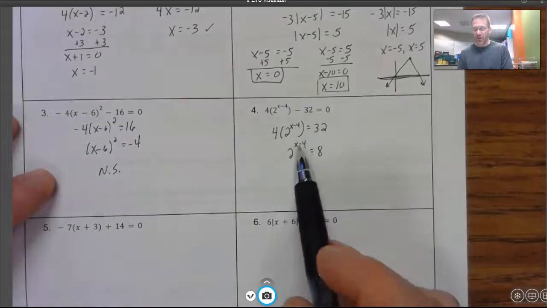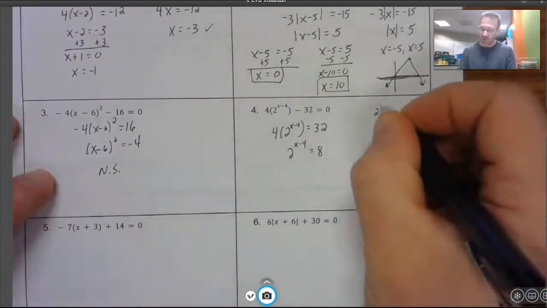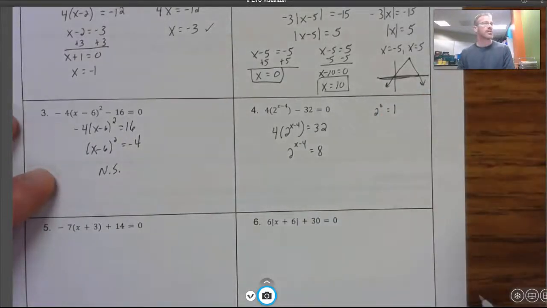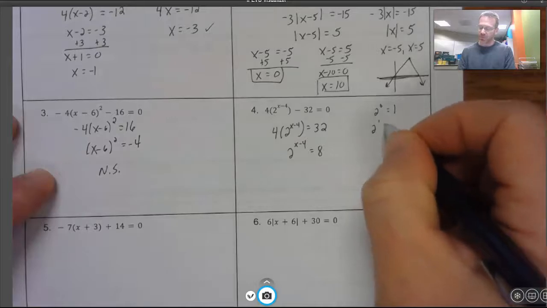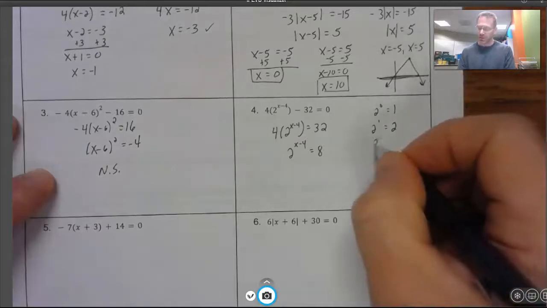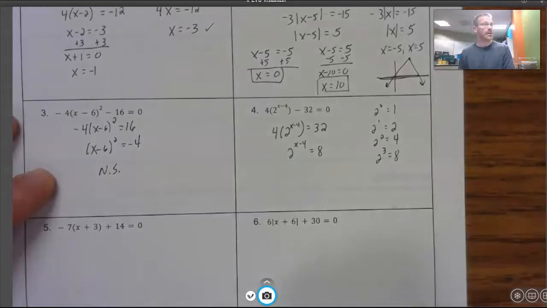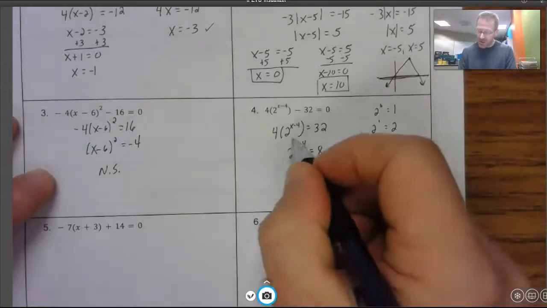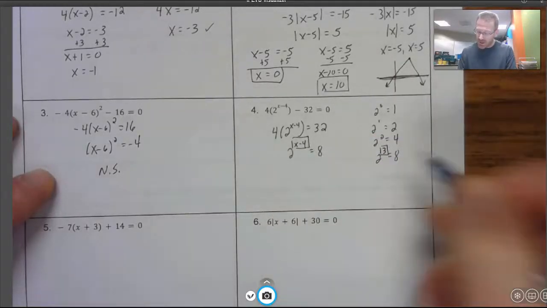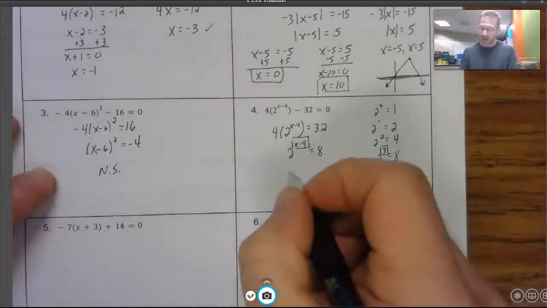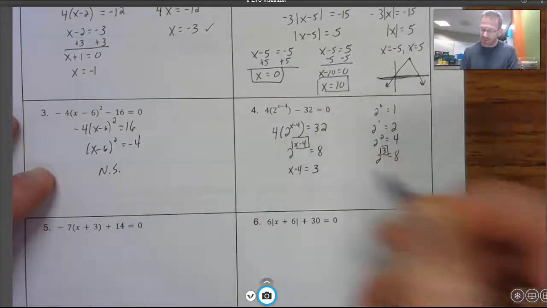And so I got to figure out, okay, what power of 2 is equal to 8? If we go through our powers of 2, right, 2 to the 0 is 1. 2 to the first is 2. 2 squared is 4. 2 to the third power is 8. So that's what we want. That means this has to be 3. So x minus 4 is equal to 3.